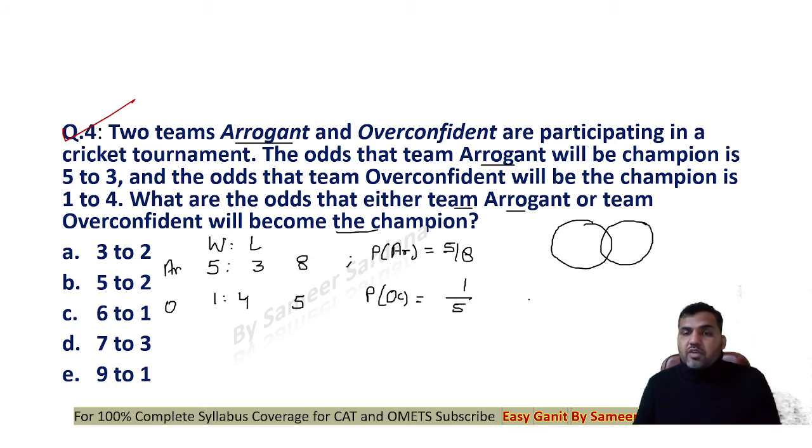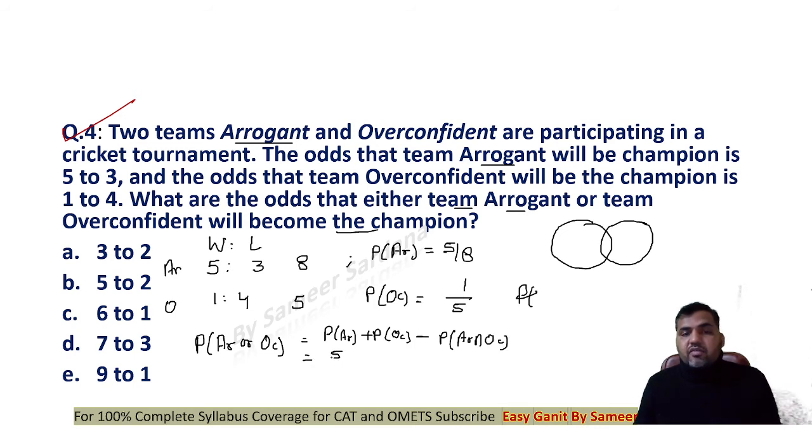So either arrogant should win the game, or overconfident should win the game. You simply find P arrogant plus P overconfident minus P arrogant intersection overconfident. Because winning arrogant and winning overconfident are completely independent of each other, this is 5 by 8 plus 1 by 5 minus 5 by 8 into 1 upon 5. Solve this, you get your answer.